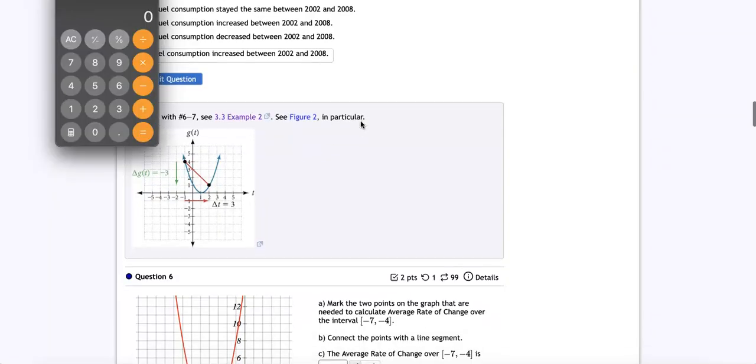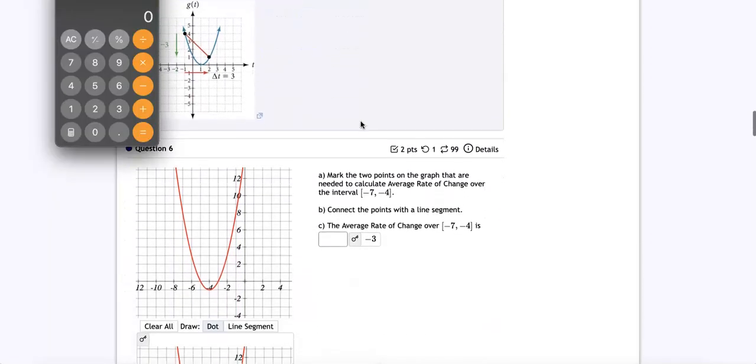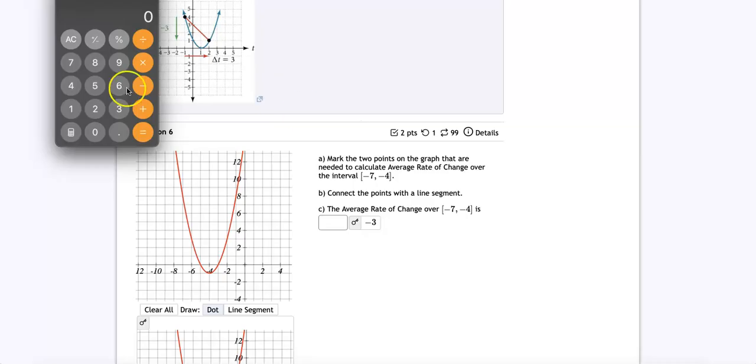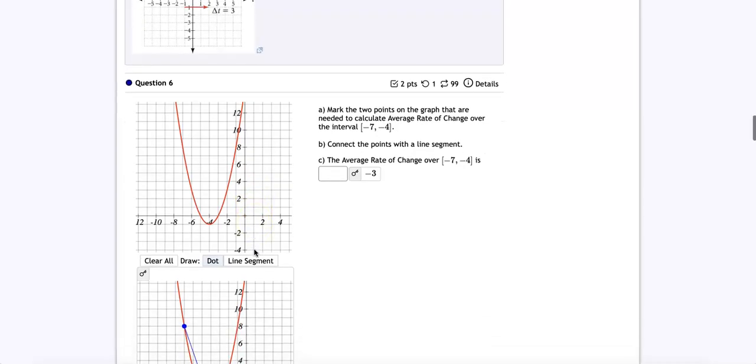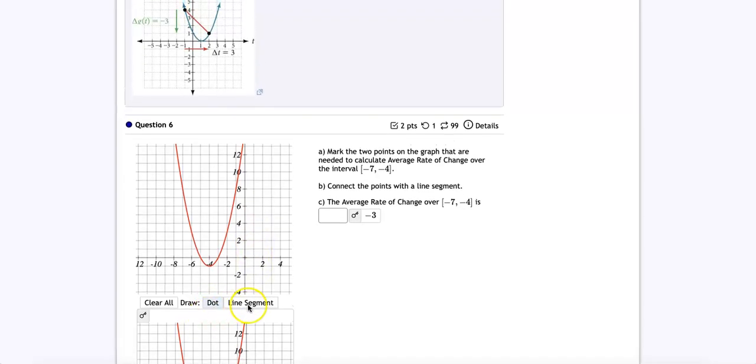Okay, so in the case of number 6, it's asking us to mark two different points here on the graph. We're going to connect the points with a line segment. We've got the dot and the line segment feature here. We want one point at -7. So if we find -7 and trace -7 up, we find that we have a dot at -7, 8.